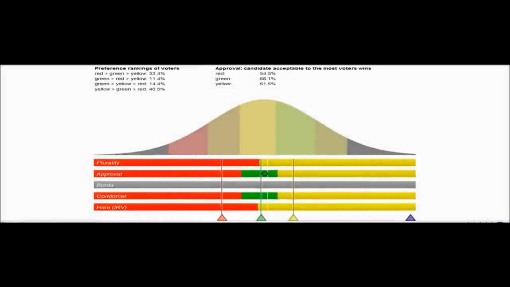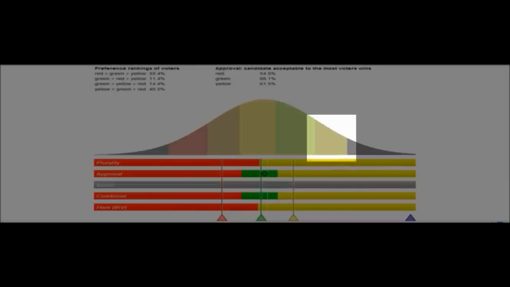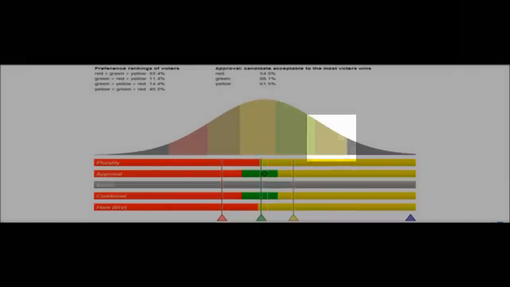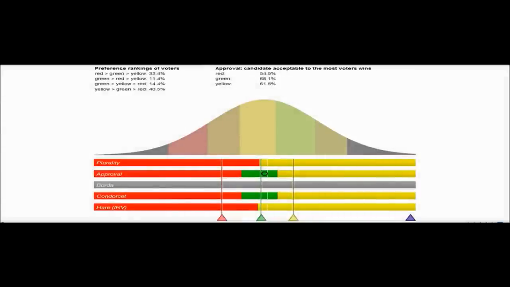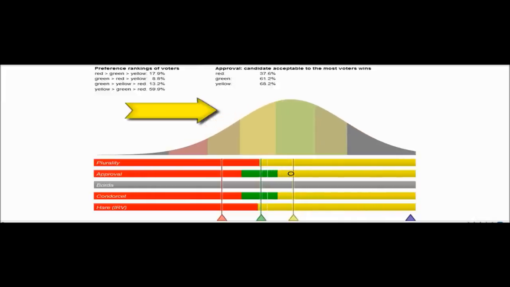It's not until we get to the voters that really don't like both red and green before they start to bullet vote for yellow. And approval voting doesn't select yellow until we move over the entire distribution. And at that point, when the distribution is completely over yellow, it makes sense for yellow to win.